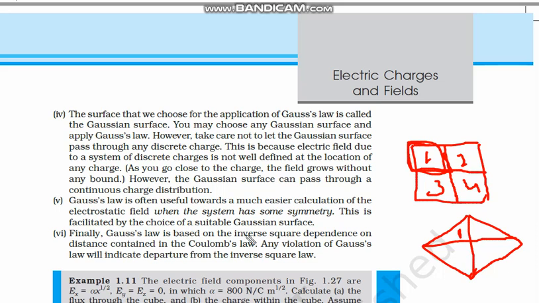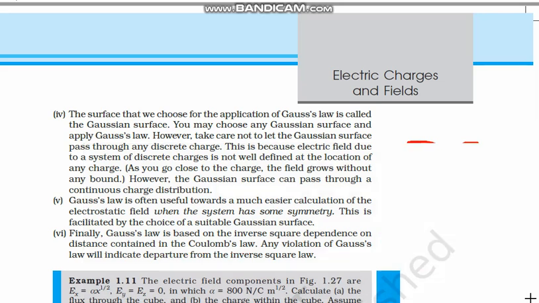Finally, Gauss law is based on the inverse square dependence of Coulomb's law. So Coulomb's law, as you saw, is based on the inverse square law, 1 by r square. Any violation of Gauss law will indicate a departure from the inverse square law. If Gauss law is not valid for any surface, that means the inverse square law does not hold. That means for a dipole the Gauss law will not work.